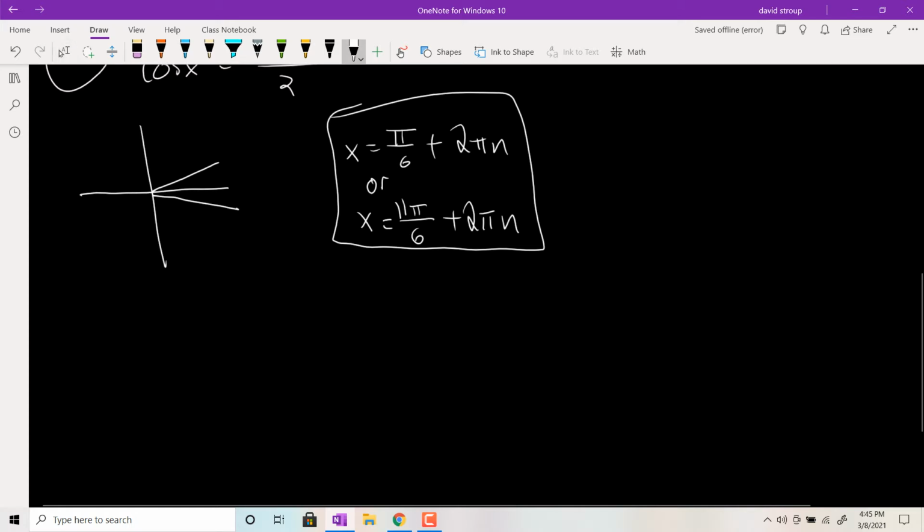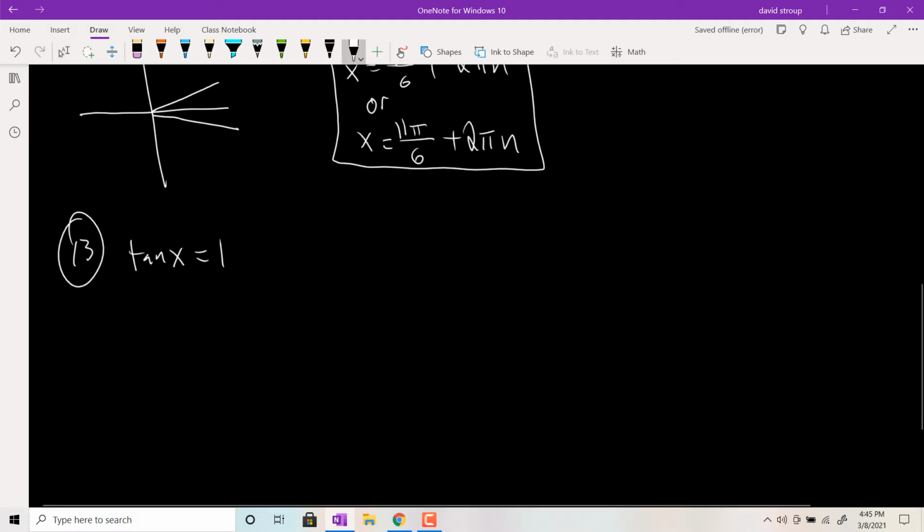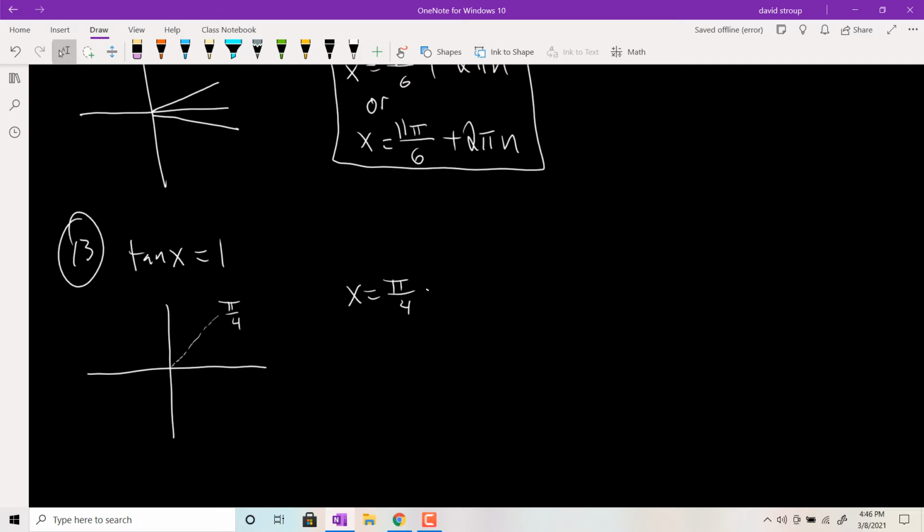Let's try another one. So 13, tan of x equals 1. Okay, so the angles that would give us 1. So there's 1 here at pi over 4. So we could say x is pi over 4 plus, eventually, 2 pi n. But there's another one, right?